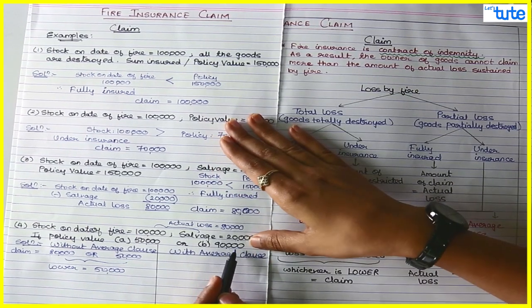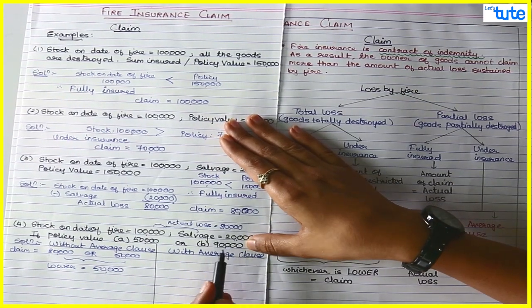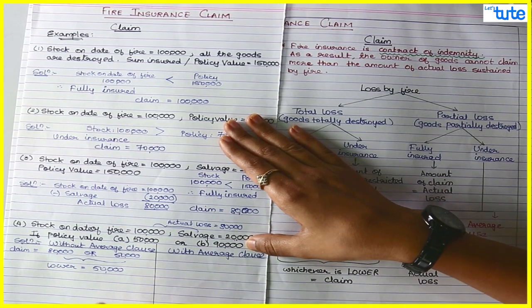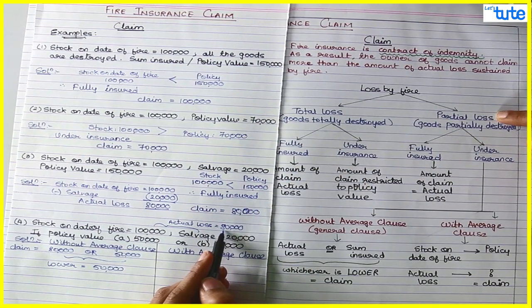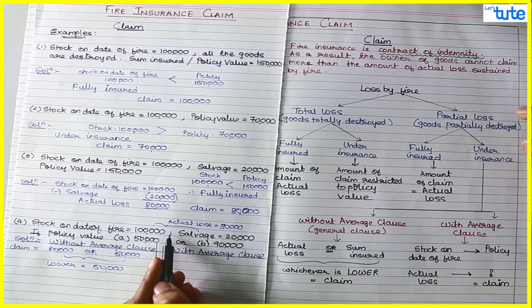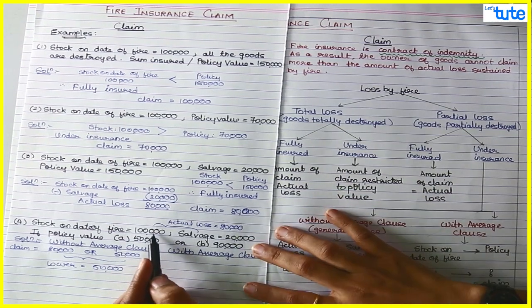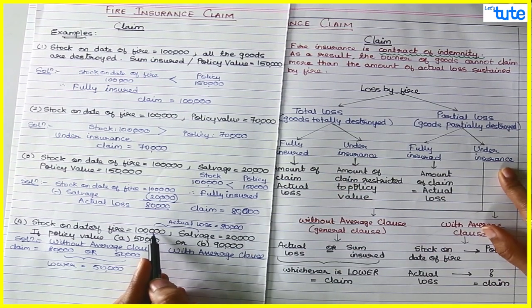Now situation 2, if your policy is of 90,000. Again, is this the case of under insurance or fully insured? First of all, 1,00,000 stock, actual loss 80,000. So this is the case of partial loss. All the goods are not destroyed, only part of the goods are destroyed. And is it fully insured or under insurance?